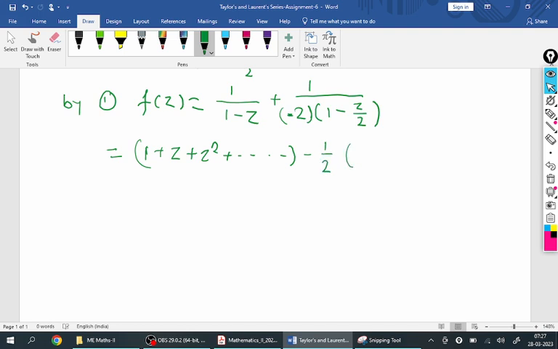and then we have the expansion of 1 upon 1 minus z by 2 as 1 plus z by 2 plus z square by 4 plus z cube by 8 and so on. But at least three non-zero terms I have written. Both are in powers of z. Yes, we can simplify. We can collect the terms together.